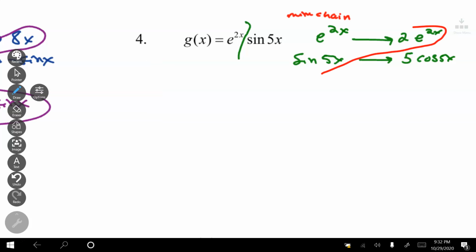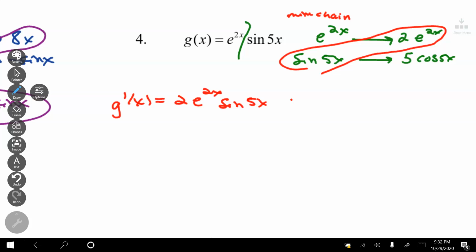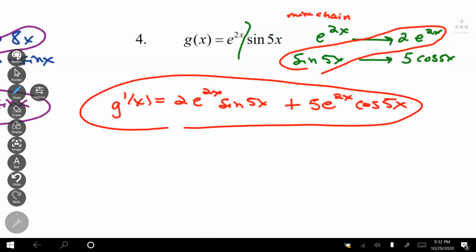I do my crisscross. I get g prime of x equals coefficient up front. I'll do the e first: 2e to the 2x sine of 5x. Plus, I do the 5 first. I'll do e second and then cosine of 5x. There is that derivative.